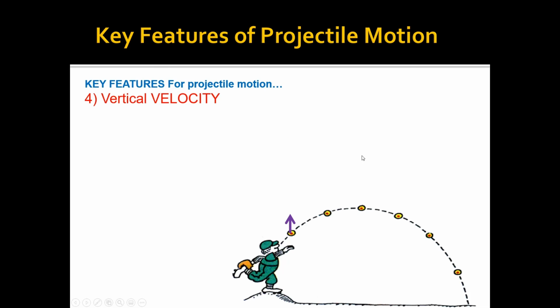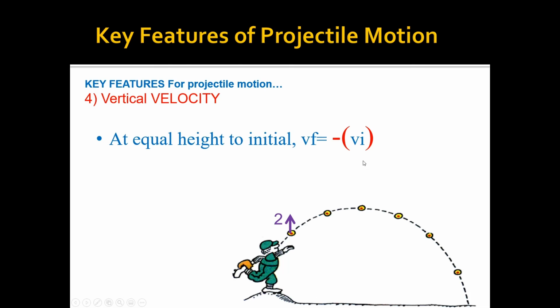Well, yes. If we come back to the situation of equal height, then we can note that actually the velocity will be equal but opposite to the initial velocity. So if we start with a velocity of 2 meters per second, when we come to the same height in the downward part of the trajectory, we will have negative 2 meters per second.